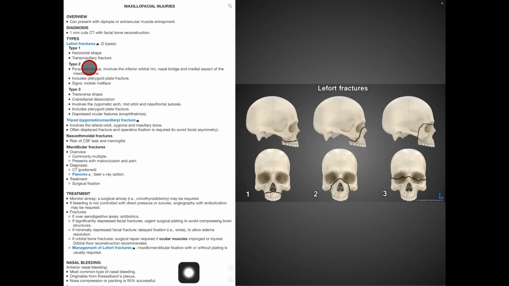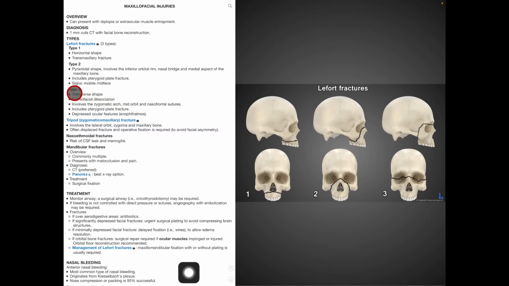Type 2 Lefort fracture has a pyramidal shape. As you can see here, it kind of looks like a pyramid. Because of the shape of this fracture, you get the finding of mid-face mobility, and that's just where the face has more anterior, posterior movement, as well as superior, inferior movement.